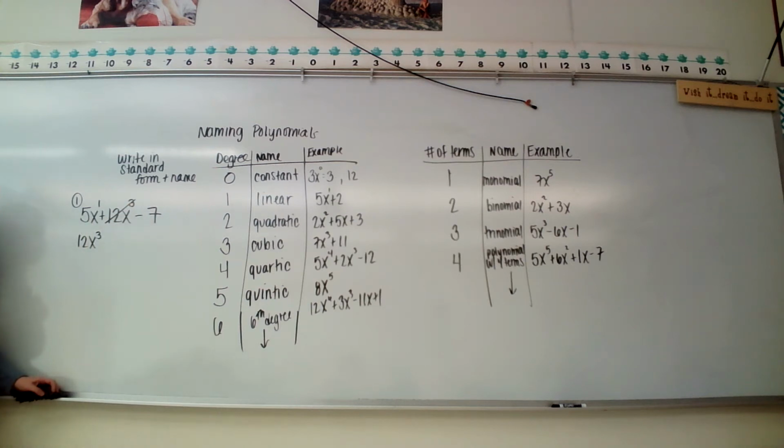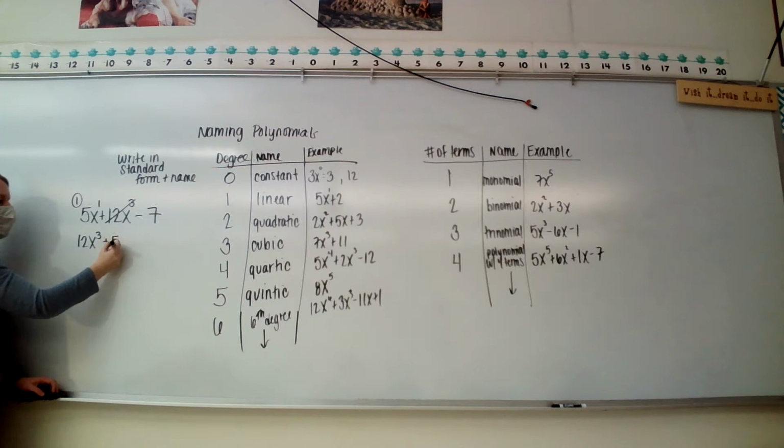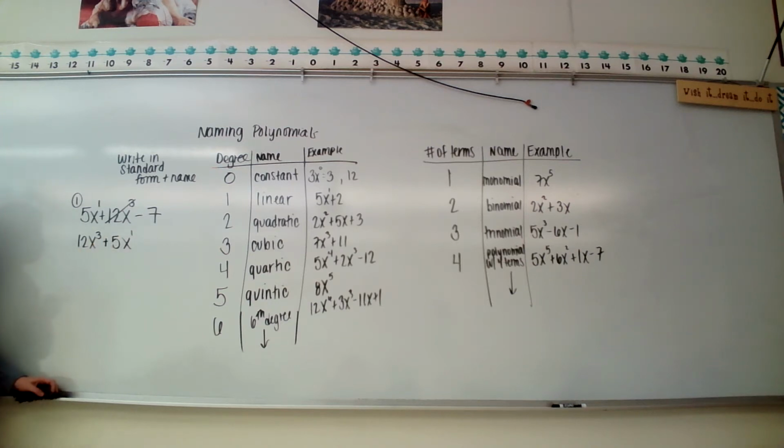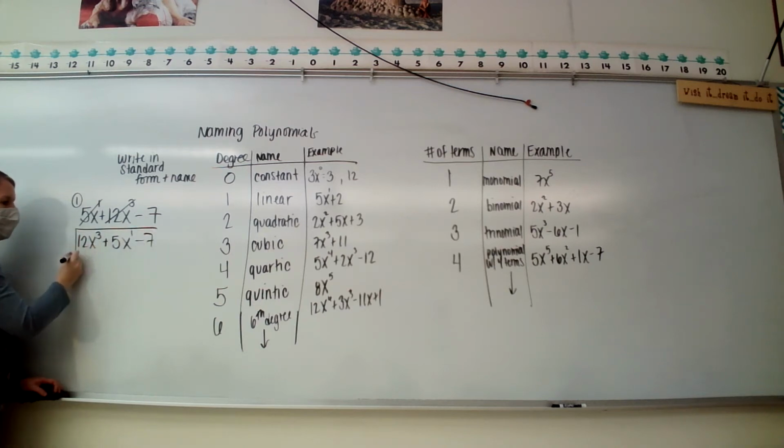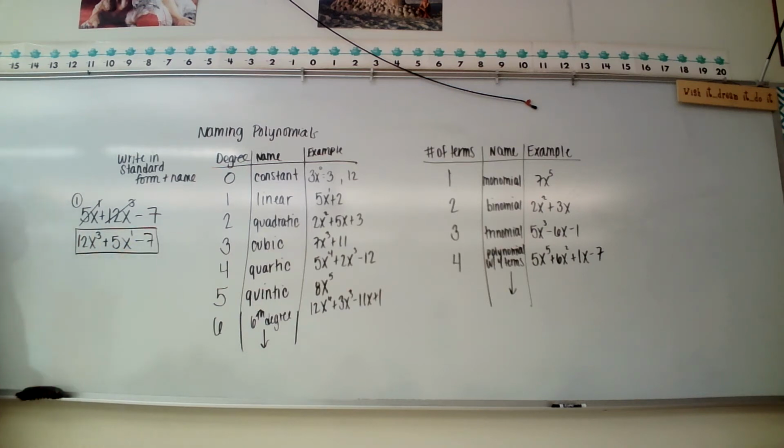Sometimes I just cross them off as I go. Then the next highest exponent would be 5x to the 1st. Since it's positive, I put a plus. And then last would be that minus 7. Okay. So that's in standard form. And then we say, well, we've got to name it. So you really have to use both charts. You go in this order, that's why I did them this way.